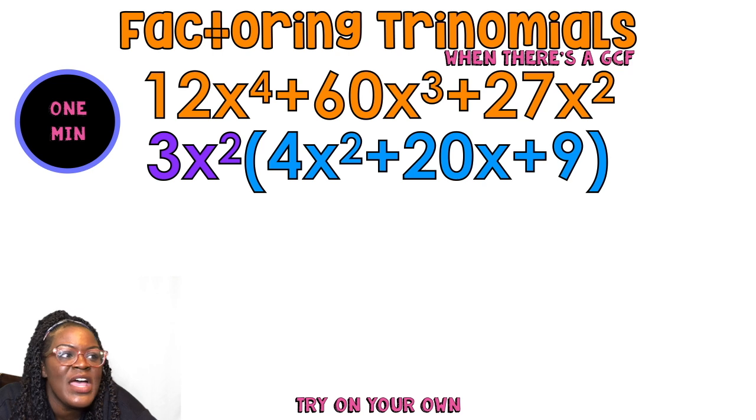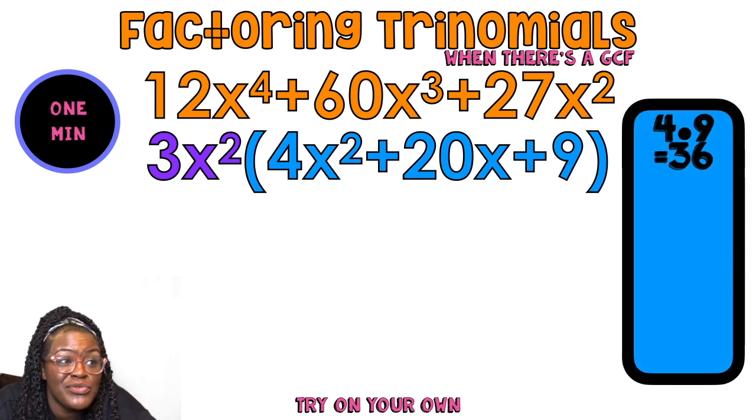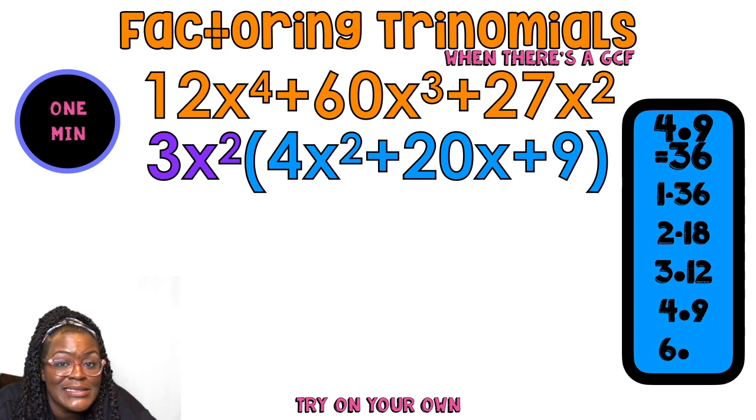Okay. So the blue part is what kind of problem? Is it an a is equal to 1 problem or is it an a is greater than 1 problem? It is an a is greater than 1 problem because of that 4 in front of the x squared. So that means I have to do the long way. So I'm going to have to do 4 times 9 equals 36. 1 times 36, 2 times 18, 3 times 12. 4 times 9, 6 times 6.